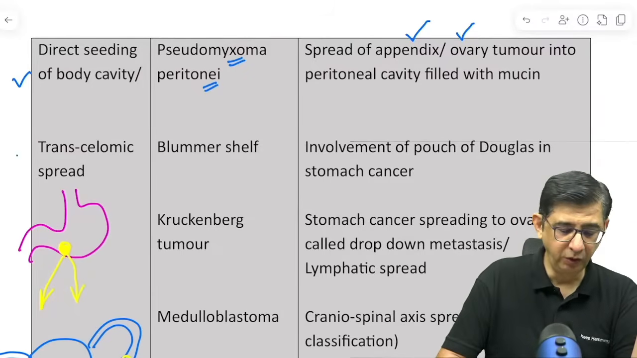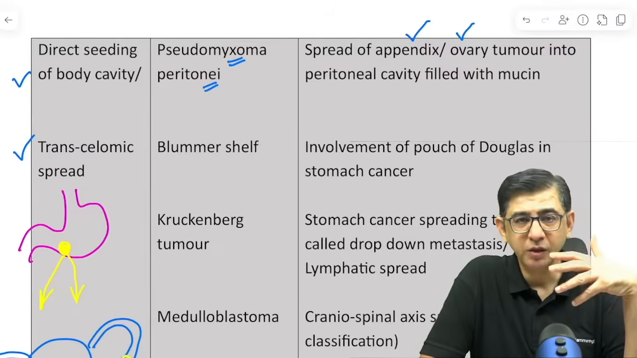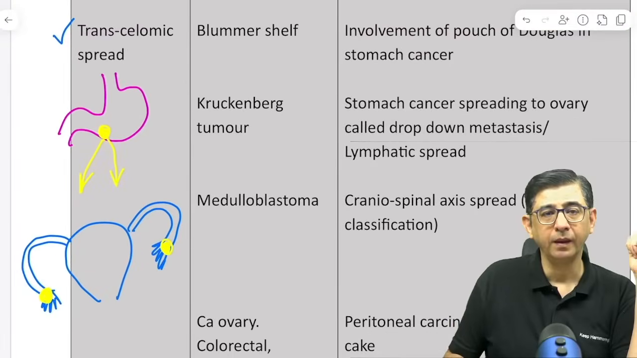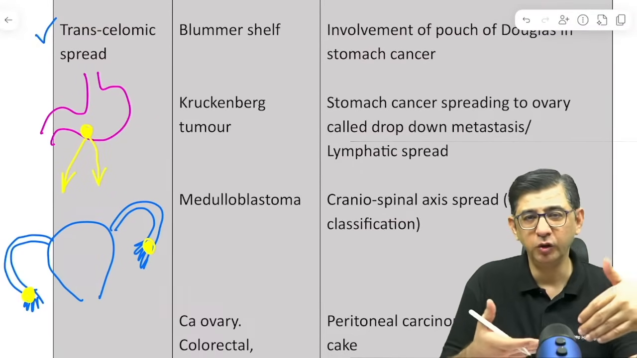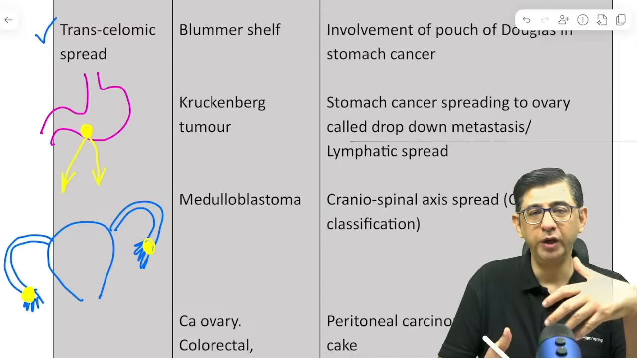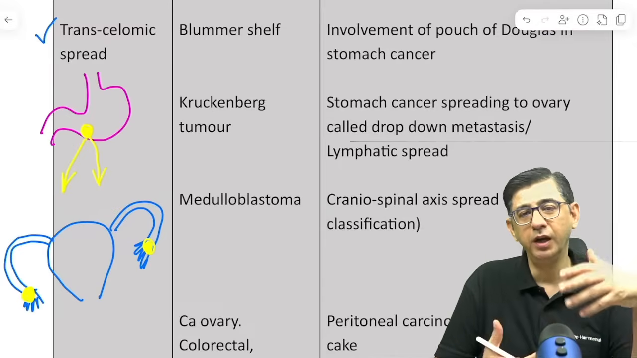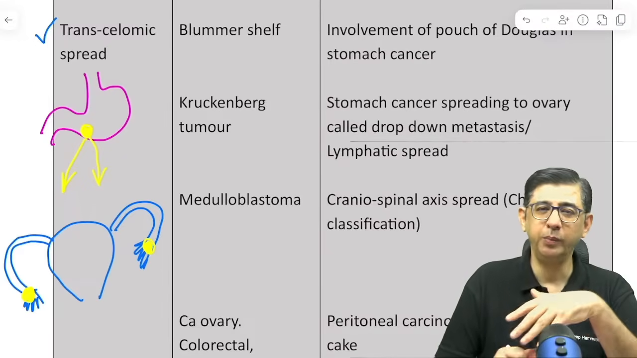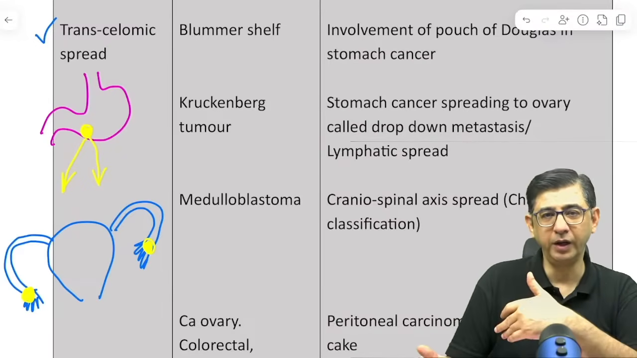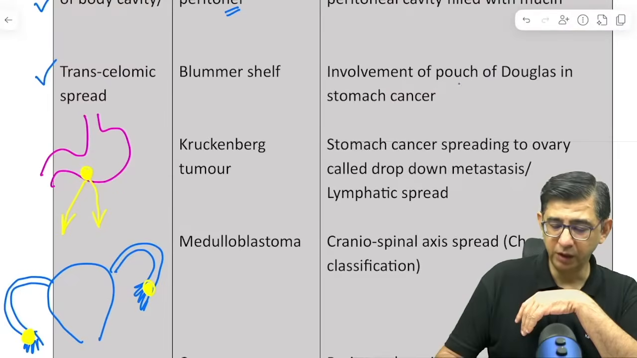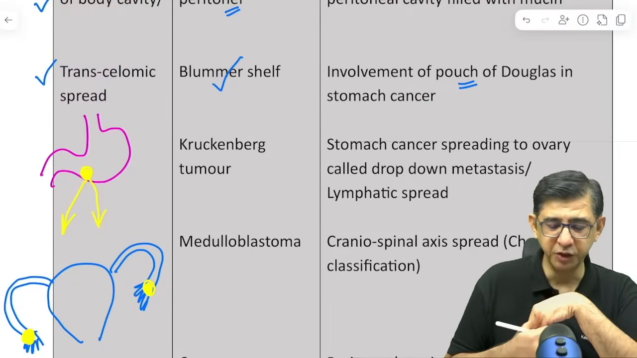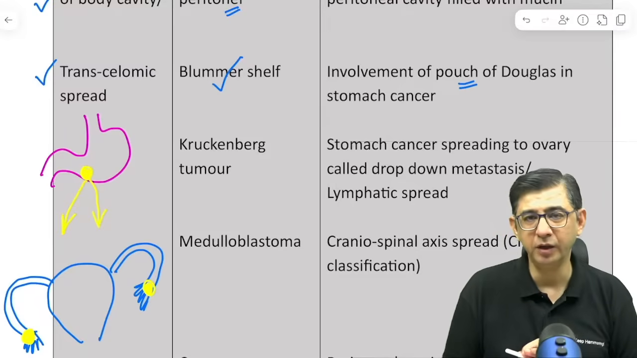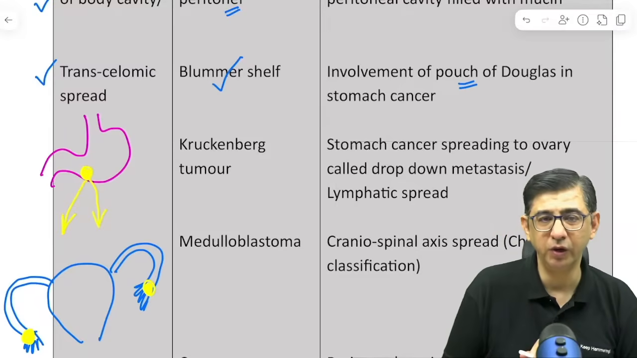Next comes the aspect of transcoelomic spread. In transcoelomic spread, the best example I can give you is stomach cancer. Stomach cancer can fall on the ovary, or it can go into the pouch of Douglas. The pouch of Douglas is the most dependent part of the human body in both men as well as women. In women it separates the vagina from the rectum. So involvement of the pouch of Douglas can happen. That is what is referred to as Blumer shelf. Blumer shelf is a technical term. It indicates that the pouch of Douglas gets involved.